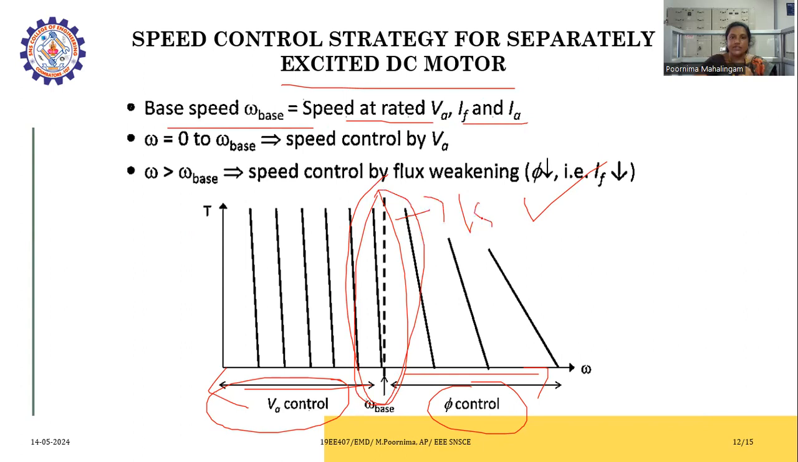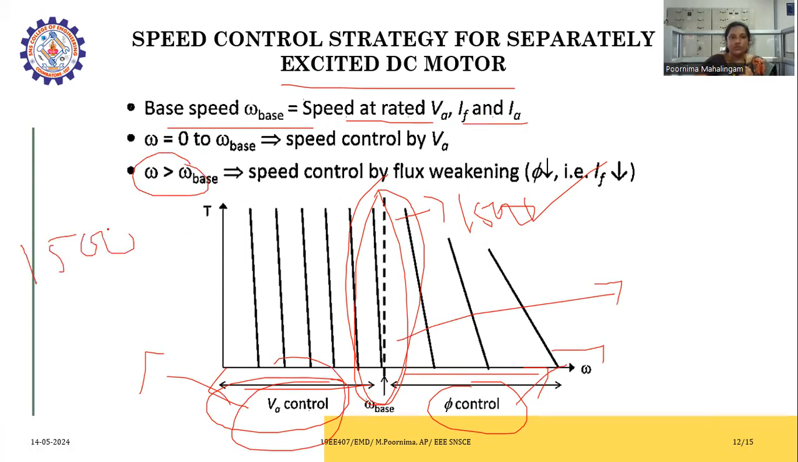For example, 1500 rpm is the base speed. Below base speed, we apply the armature voltage method, and above base speed, we apply the field control method. These are based on the base speed, for example 1500. If we want to decrease the speed below the base speed, we go with the armature voltage method. If we want to increase the speed above the base speed, we go for the field control method.